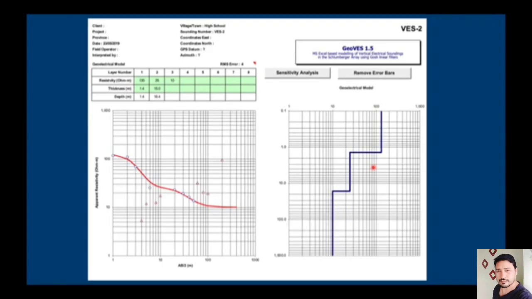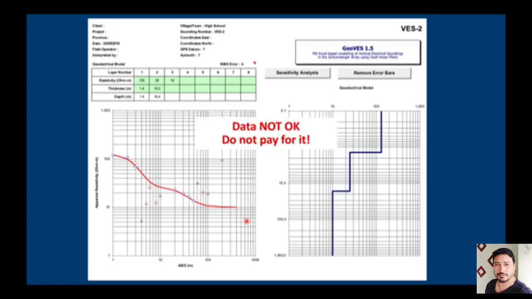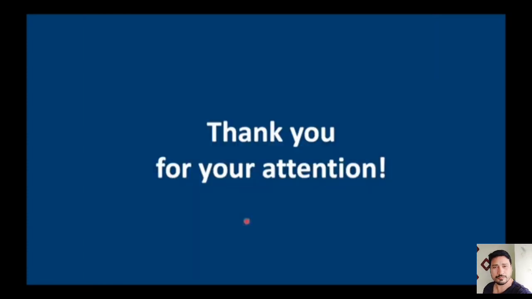But if we get a situation like this, where our data is all over the place, basically our model has no purpose whatsoever. I mean, this model is just garbage. It doesn't help us at all to understand this aquifer. In this case, we should send the geophysicist back to the field, and if it's a contractor, don't pay for it. Well, that's all I want to say today about resistivity.